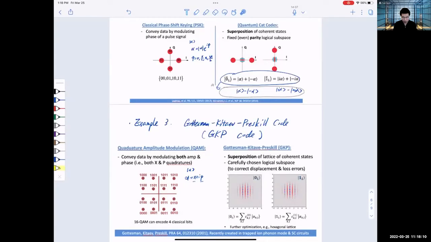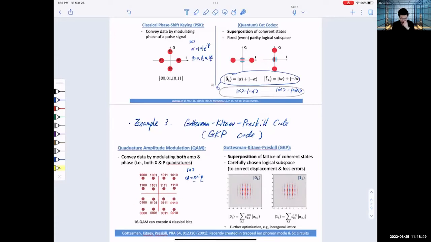You can write a coherent state as a complex number with real and imaginary components, which correspond to position and momentum. Then you can discretize the position and momentum and get a lattice. If you have 16 lattice sites, you can encode 4 classical bits. This is how the classical quadrature amplitude modulation code works. The GKP code you can think of as a quantum version of the classical code. Instead of using all these 16 lattice sites to encode 4 quantum bits, you just encode 2 quantum bits using these 16 lattice sites.